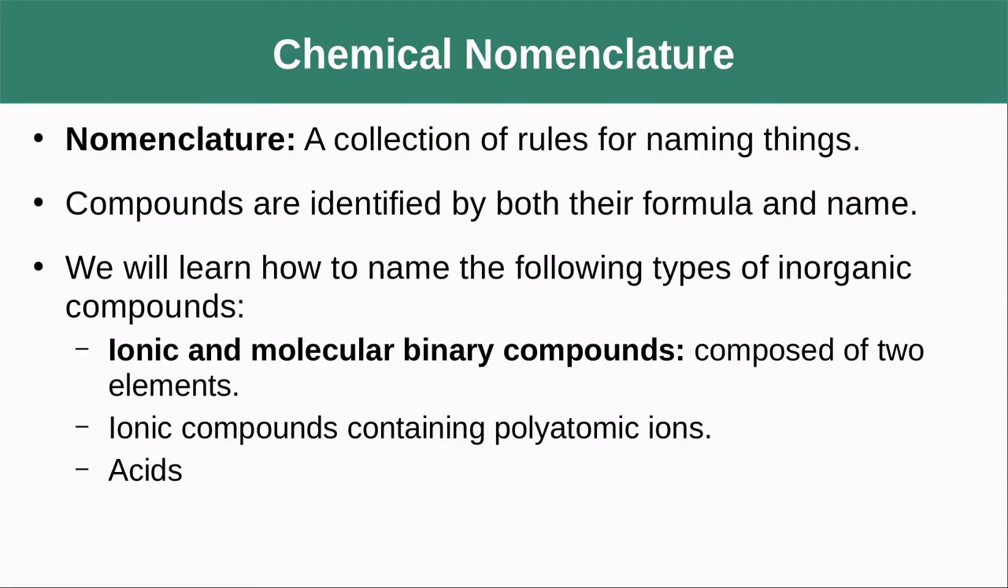So we're going to have to learn how to name both ionic and molecular binary compounds composed of two elements. And we're going to talk about ionic compounds containing polyatomic ions.